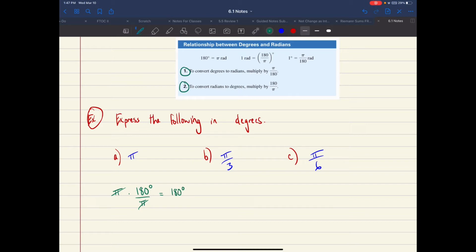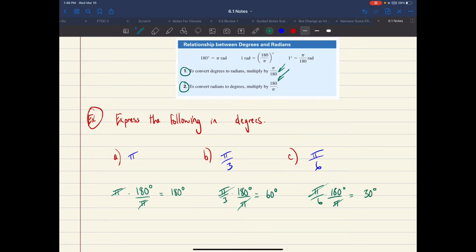To go from pi over 3 to degrees, we multiply by 180 over pi. Cancel the pi. Then you have 180 over 3, which is 60 degrees. Next, pi over 6 multiplied by 180 over pi. Notice I'm drawing my little circle. I think it's a mistake in this textbook up here where they don't have the circle, because otherwise there's no unit there. The degree is a unit of measure. Cancel our pi. 180 over 6 is 30 degrees.